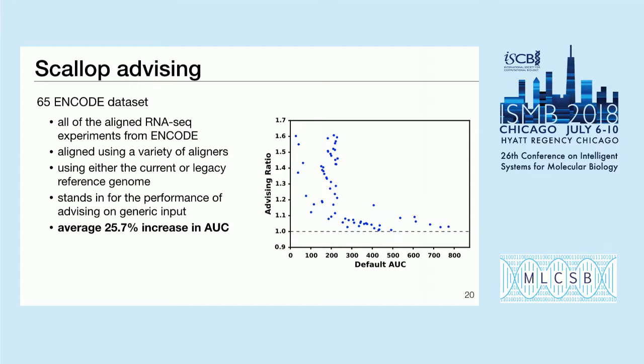So one of the trends that's sort of obvious is that if the default AUC was very low, there's a lot of room for improvement, which means the advising ratio is high. But it's good that it actually worked that way. Otherwise, it wouldn't have been great. But we can see that the advising ratio is pretty high. In a lot of cases, we almost double the AUC, which is great. So that sort of simulates how it's going to do on average, using different aligners, using different whatever.